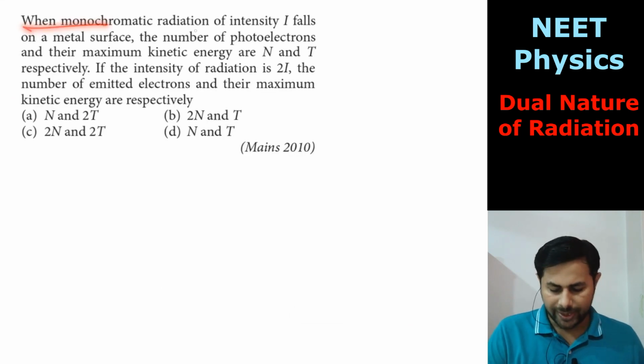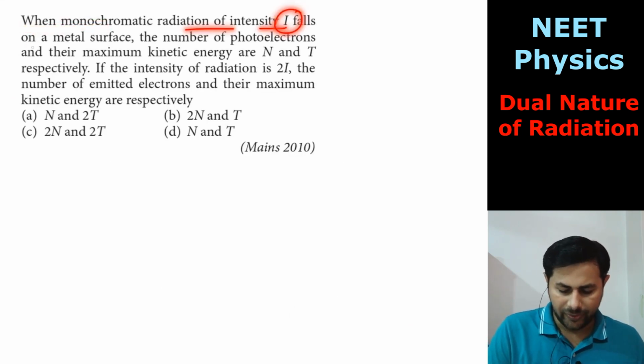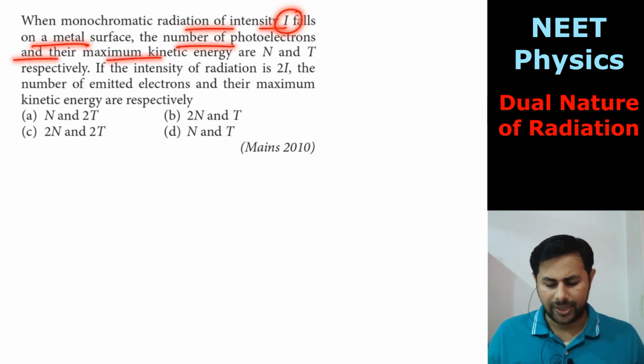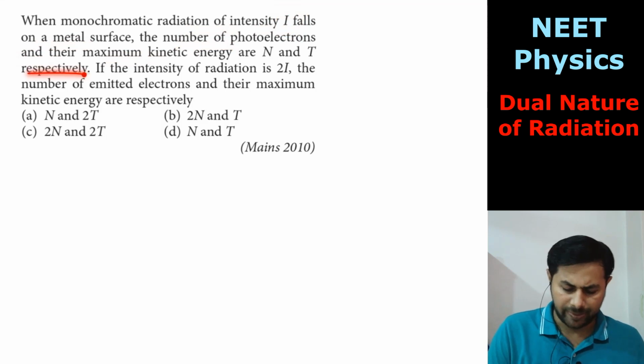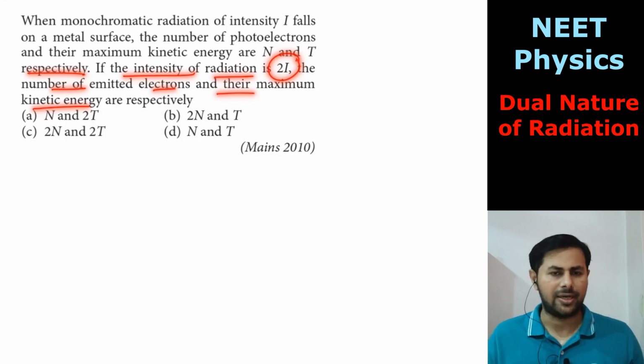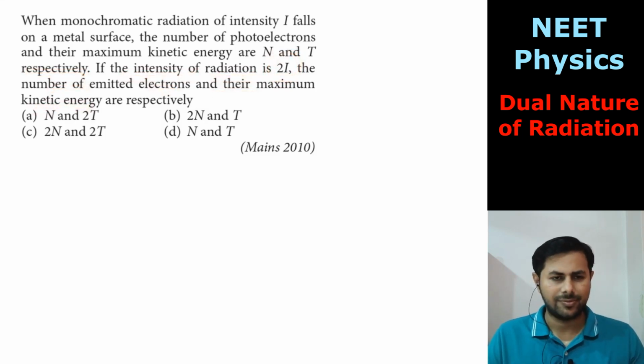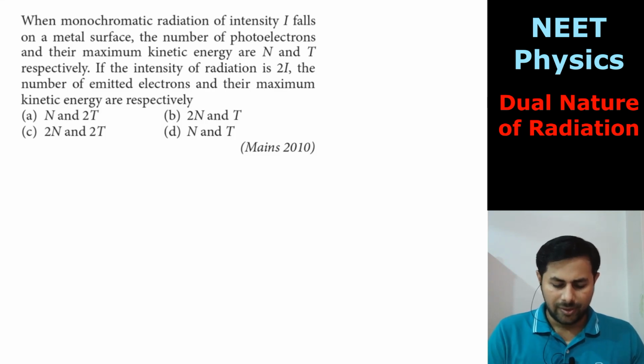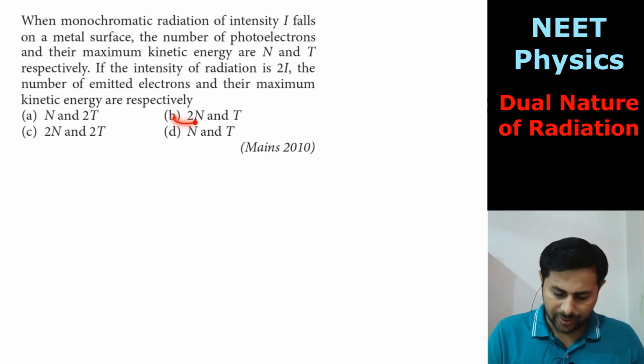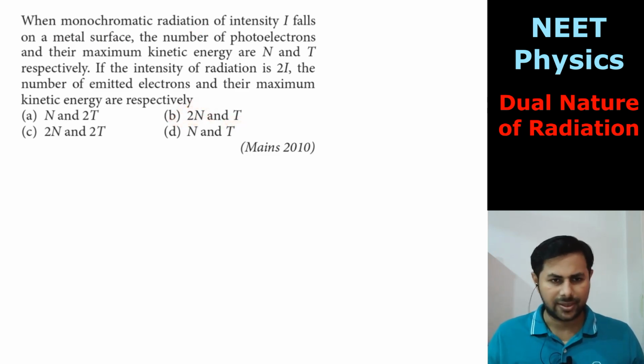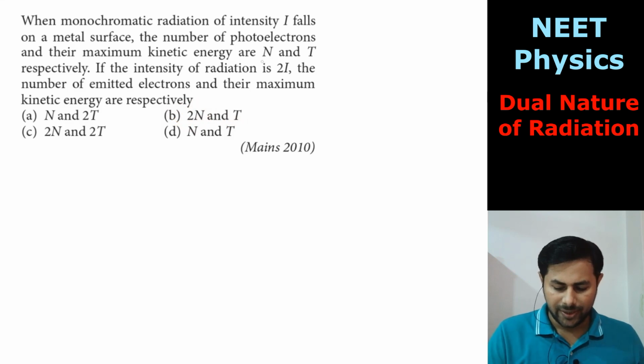When monochromatic radiation of intensity I falls on a metal surface, the number of photoelectrons and their maximum kinetic energy are N and T respectively. If the intensity of radiation is 2I, the number of emitted electrons and their maximum kinetic energy are respectively. Tell me. Option B, 2N and T. Very good, that's correct.